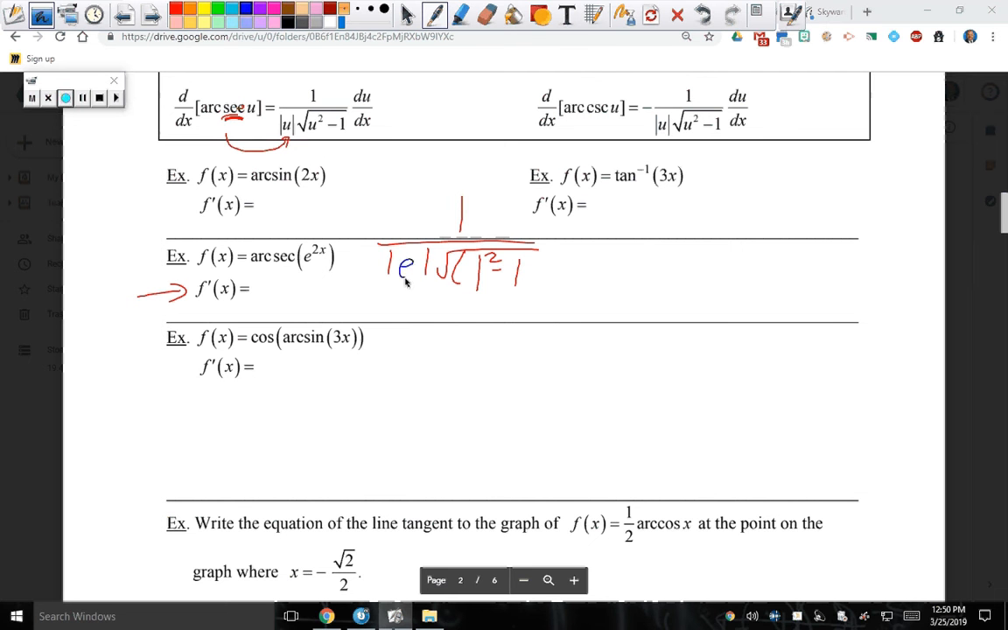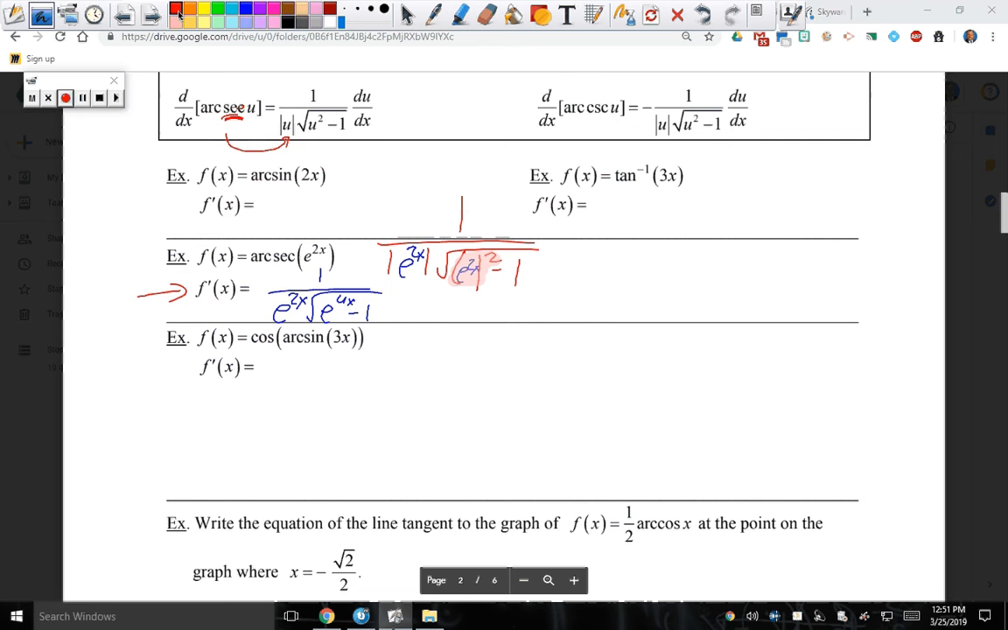U is e to the 2x. But again, you won't have it written like that on your paper. You'll have to simplify this. What is e to the 2x all squared simplified to? E to the 4x, because when a power is raised to a power you multiply. Don't forget Algebra 2. So you get 1 over e to the 2x, e to the 4x minus 1 square rooted. Do I need parentheses right now?